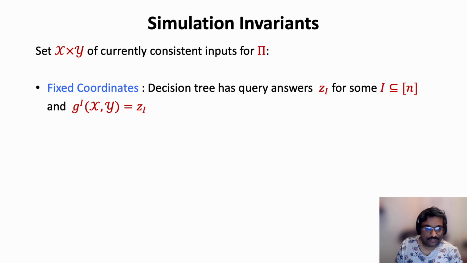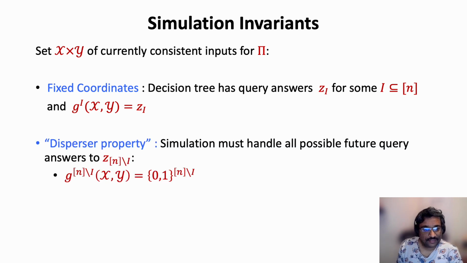We call it the fixed coordinate invariant, which is that so far in the simulation we have queried a bunch of input variables, let's say z1, z2, and z5. We want to make sure that the set of inputs that we are currently keeping track of are consistent with the query answers that we have gotten so far. Here we denote by I the already queried coordinates, and we want to ensure this consistency constraint: if you look at the set of inputs that we are maintaining and you look at the gadget output on those coordinates I which have been queried, the value of the gadget is consistent with the query answer.